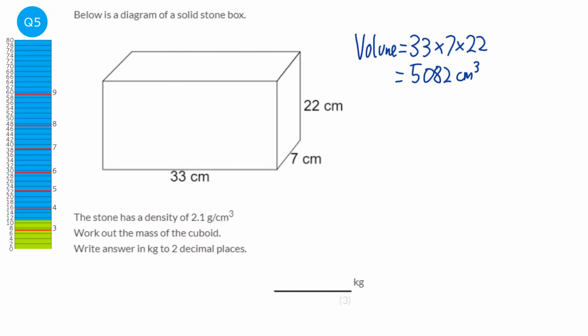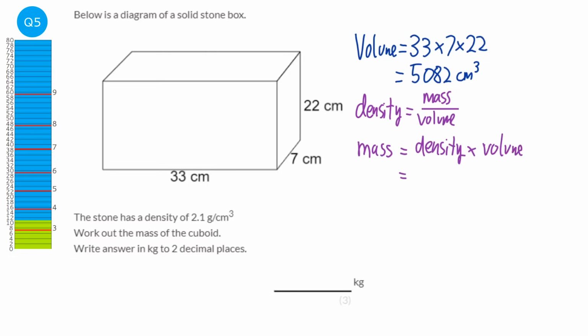And we need to write down the formula for density. So density is the mass divided by the volume. So rearrange this to get mass on its own, because that's the thing we're looking for. So mass equals density times volume.